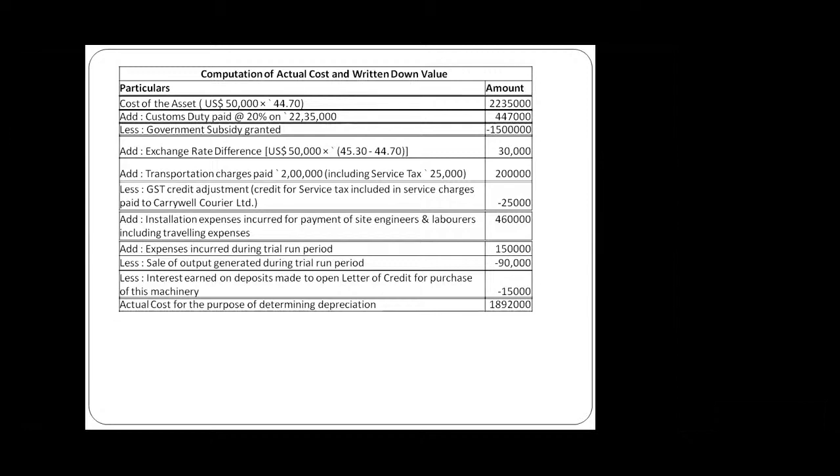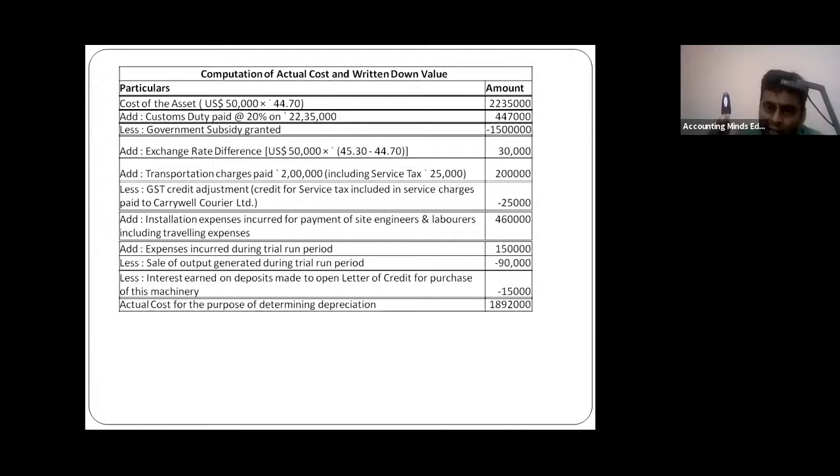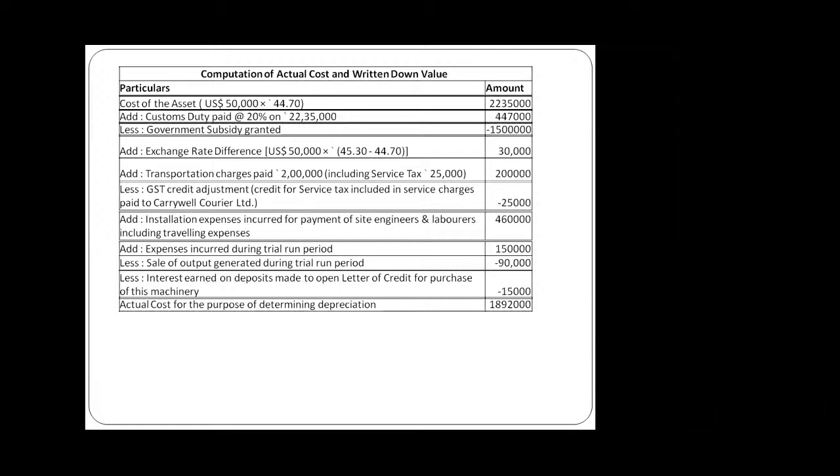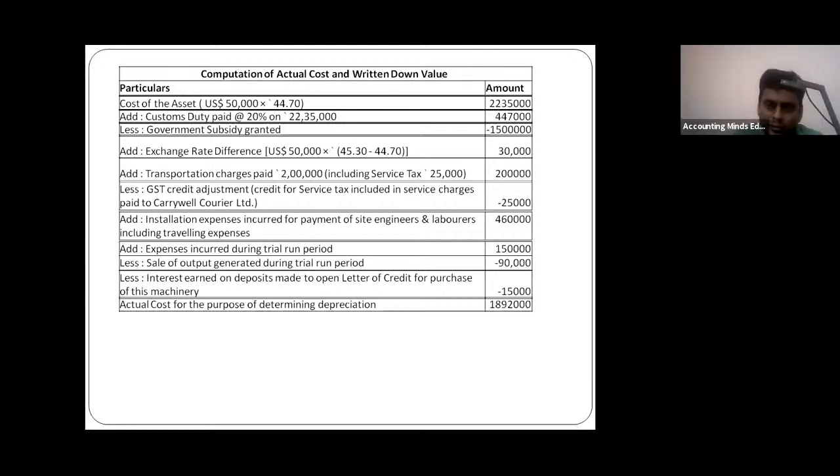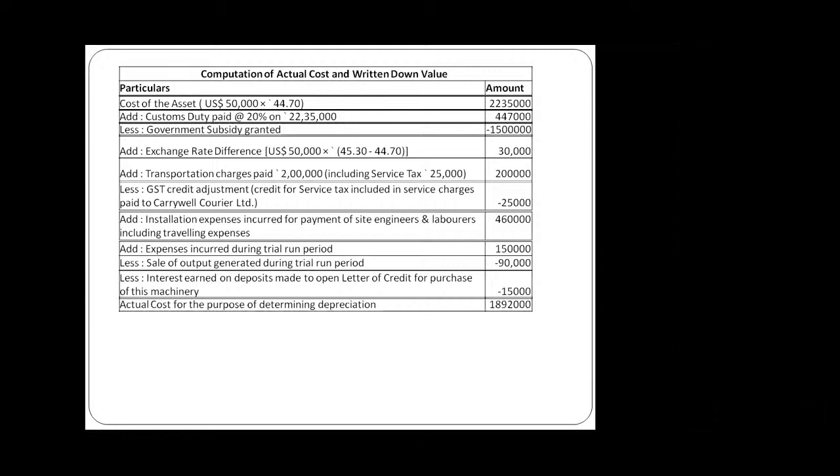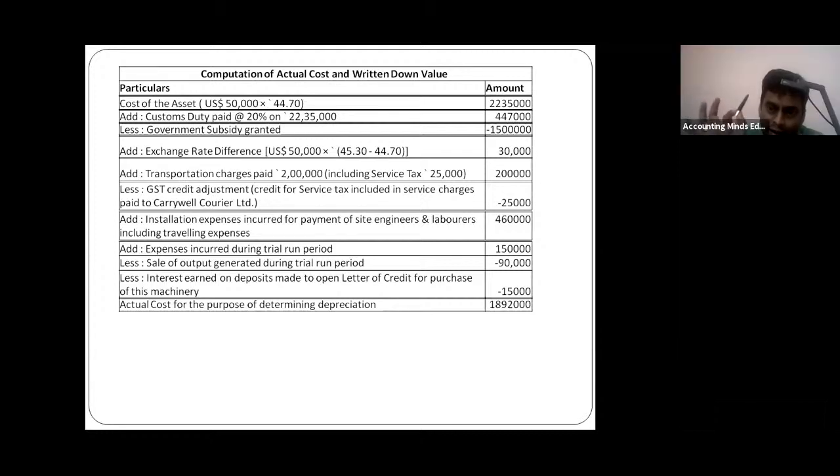Explain again, sir. I am manufacturing the pen drives. To manufacture the pen drives, I bought a machine. Correct? Yes, sir. When the machine was installed, I did a trial run. To manufacture during the trial run, the cost was 1,50,000. Agree?